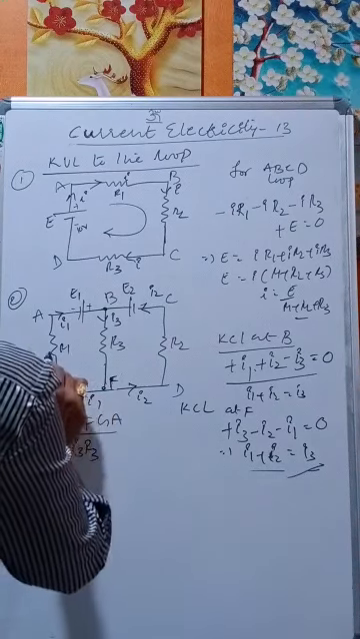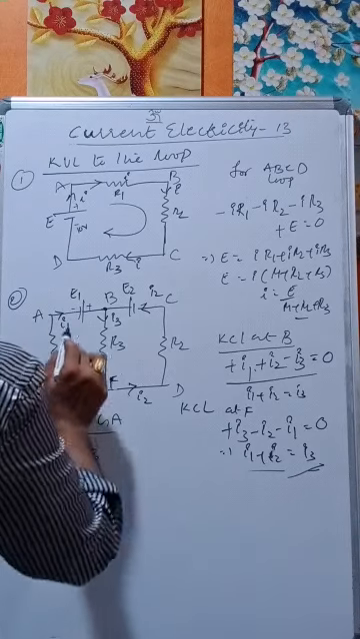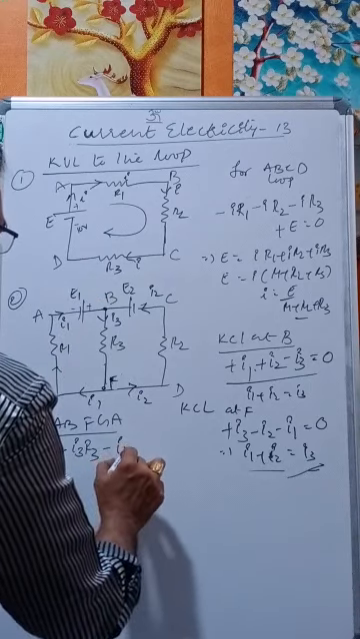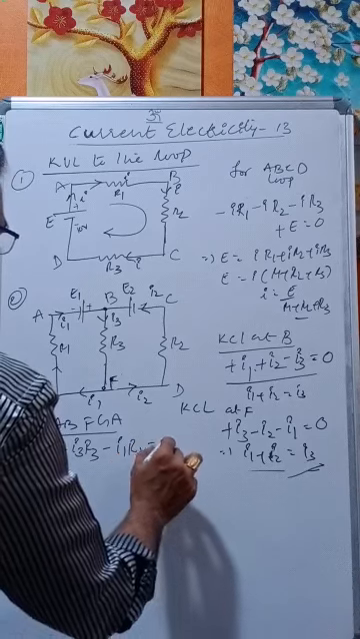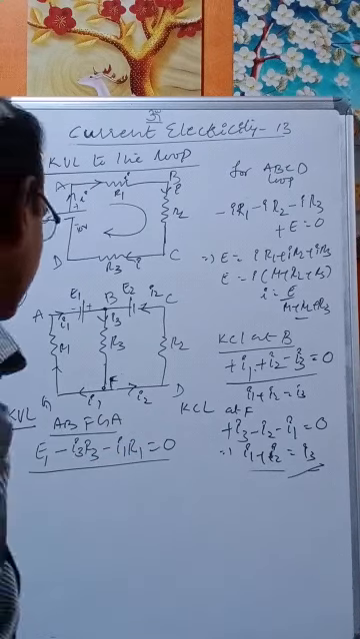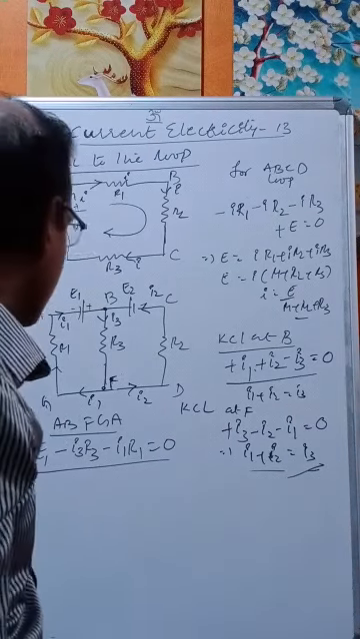Again, we are moving in the direction of current only. I1 is like this. Therefore, again the drop is negative: minus I1 R1 is equal to 0. So for loop ABFGA: E1 minus I3 R3 minus I1 R1 is equal to 0.